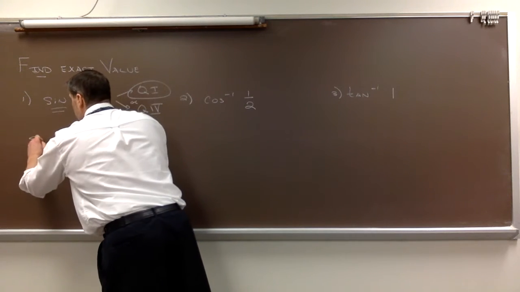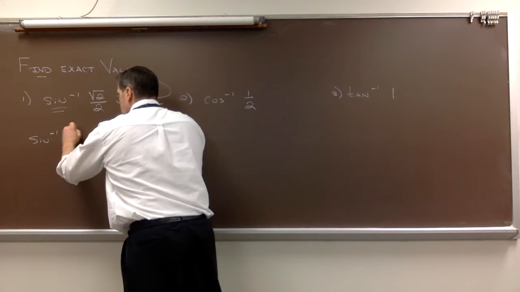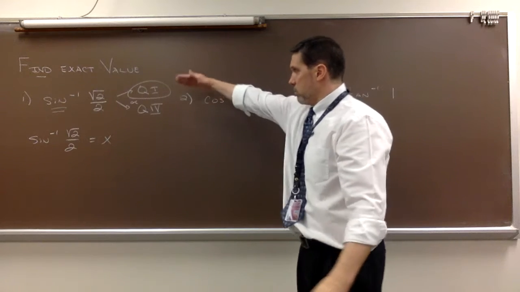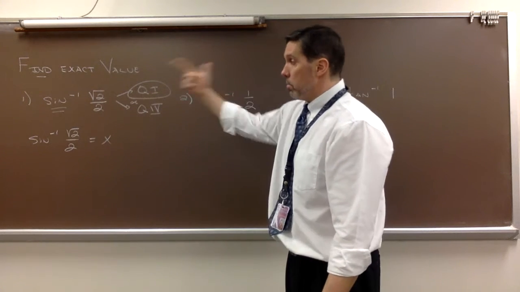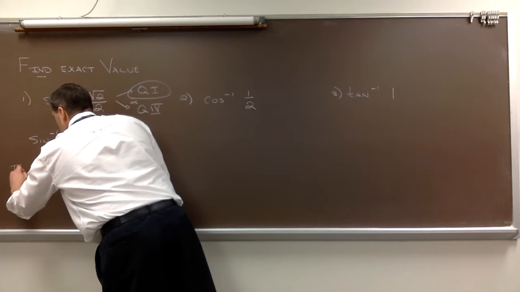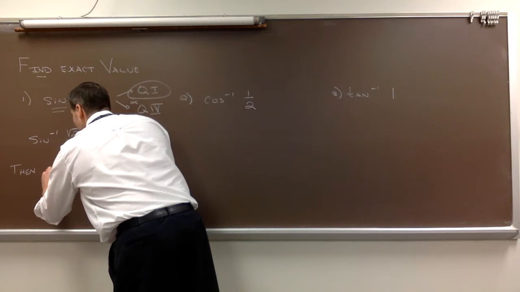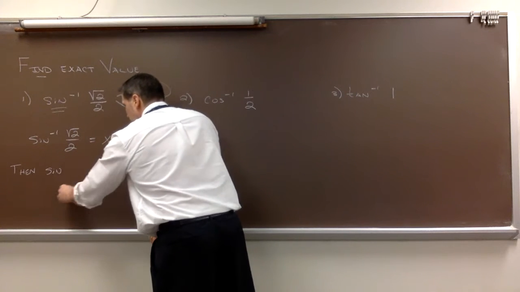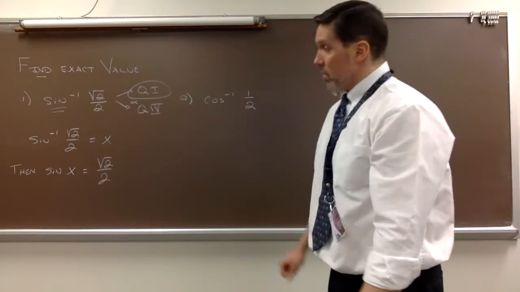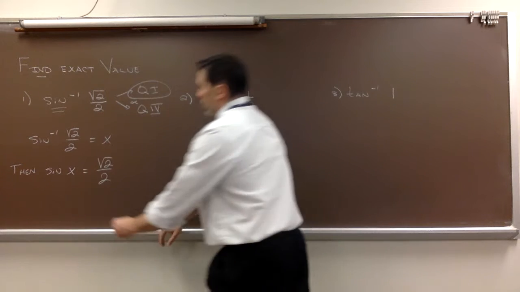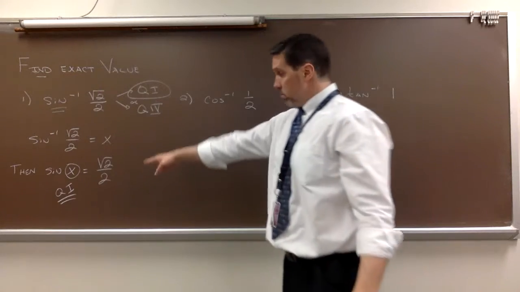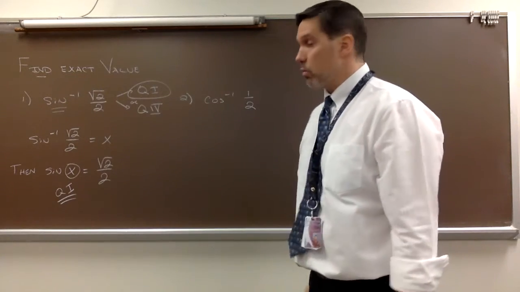So here's how we're going to play this. Sine inverse of the square root of 2 over 2 equals something. Now again, that something needs to be a quadrant 1 answer. But if sine inverse of the square root of 2 over 2 equals x, then what we must say is that the sine, normal sine, of x is the square root of 2 over 2. Now, the question is, what Q1 angle, when you take the sine of it, gives you the square root of 2 over 2?